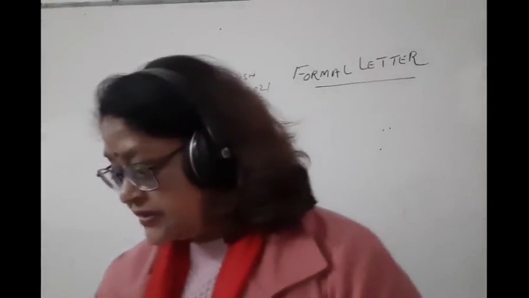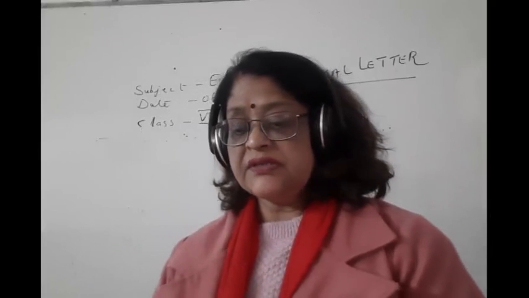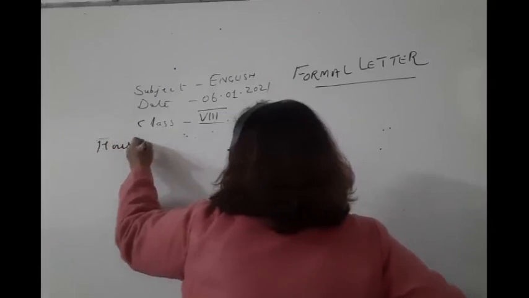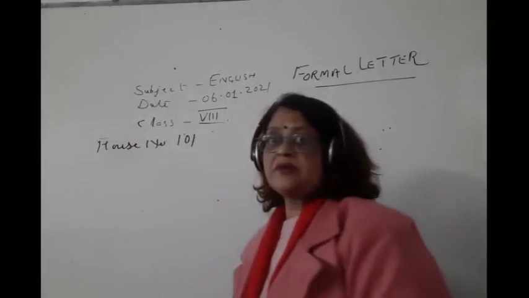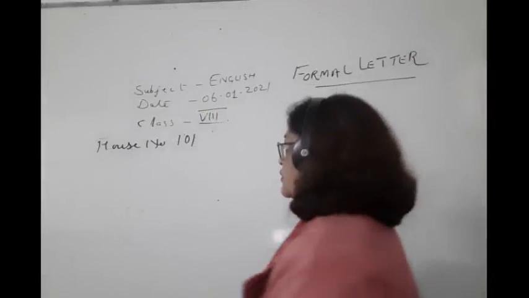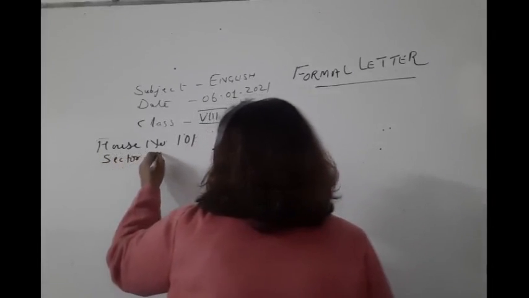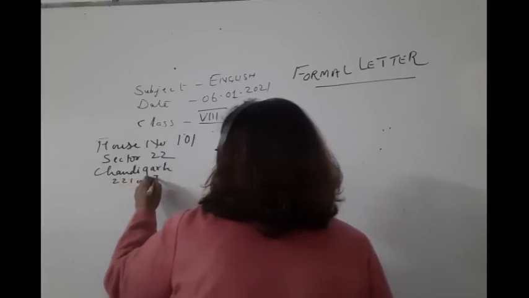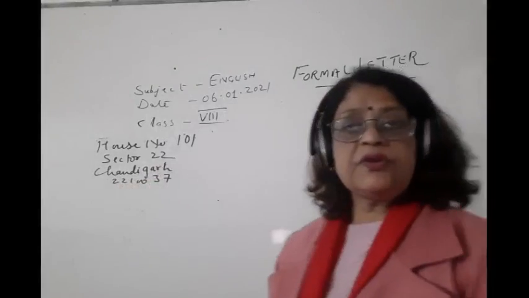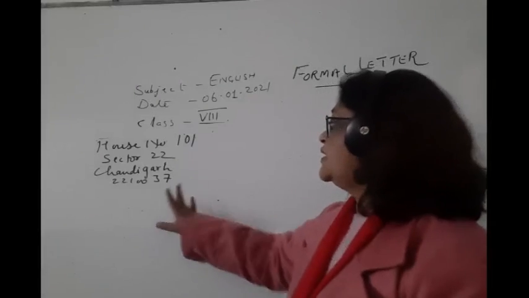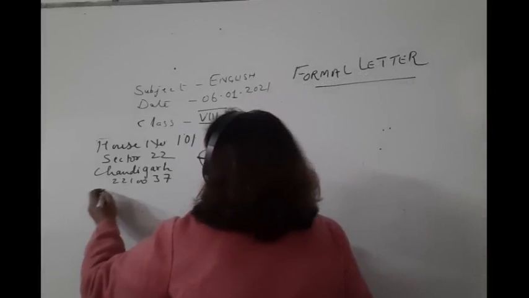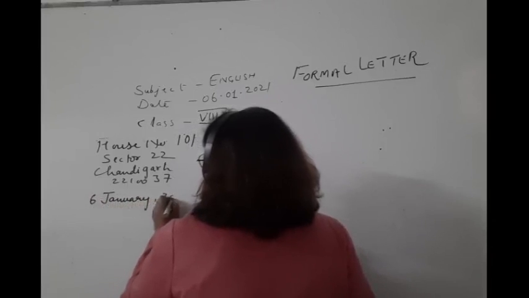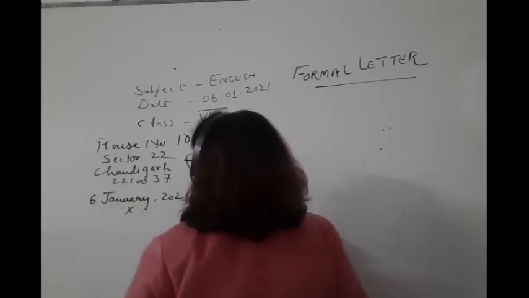What we will write in the sender's address, since the sender's address is there, so we will write what is there. House number 101. Okay. House number is there, sector 22. Okay, if you know the pin code, write the pin code also. Then you have to leave one line, student, and then you have to write the date. How will you write the date? You have to leave one line and you will write 6 January 2021.